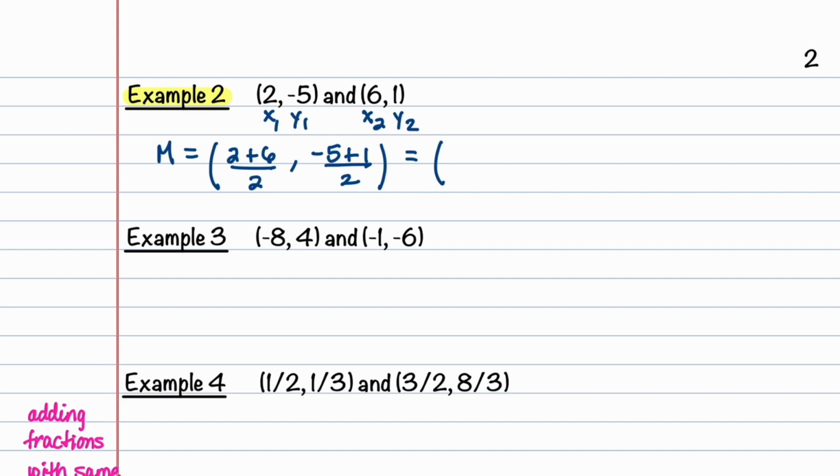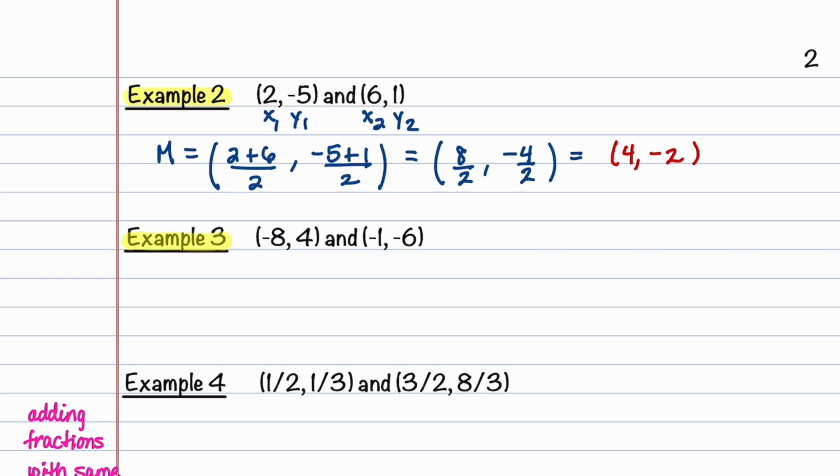This gives us 2 plus 6, which is 8 divided by 2. And then minus 5 plus 1 is minus 4 divided by 2. And that gives us the point 4, minus 2. The point 4, minus 2 is the point halfway between 2, minus 5 and 6, 1.